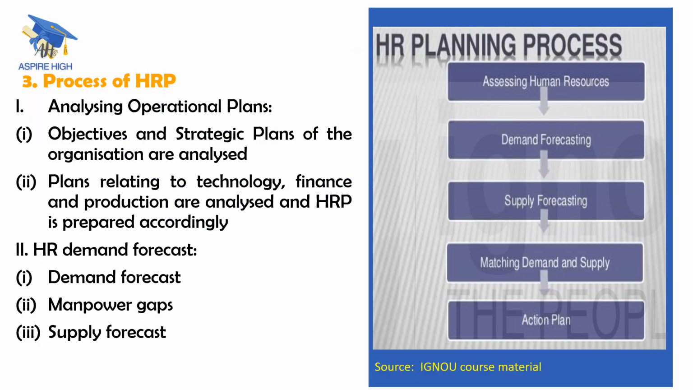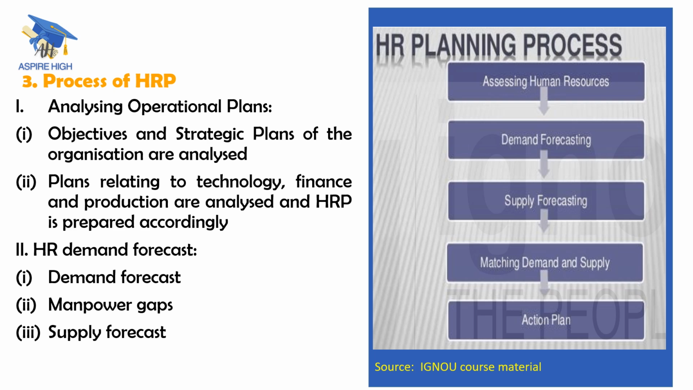Process of HRP, the main topic in this particular unit. The process of HRP is of course depicted in a diagram here. It is nothing but a flow chart: assessing human resources, demand forecasting, supply forecasting, matching the demand and supply, and finally having an action plan. It is better in the examination that you either draw this flow chart, or draw a similar flow chart based on the content we discuss, either this one or on your own.